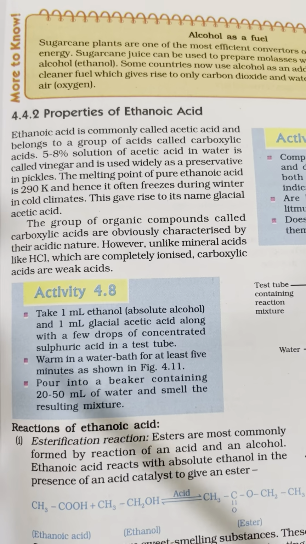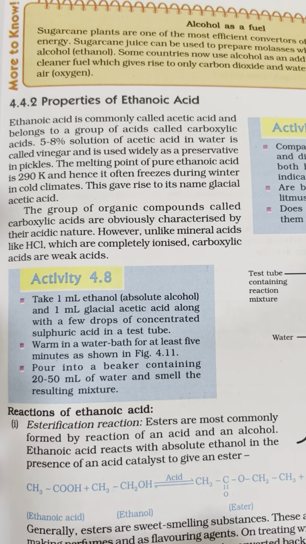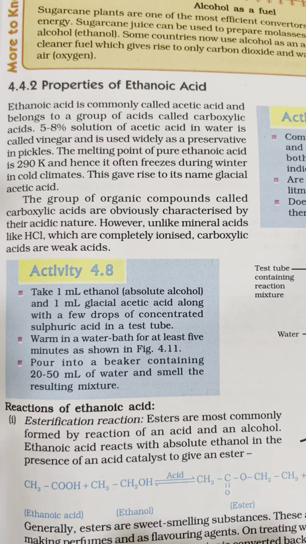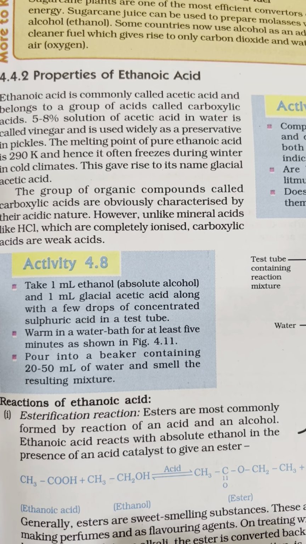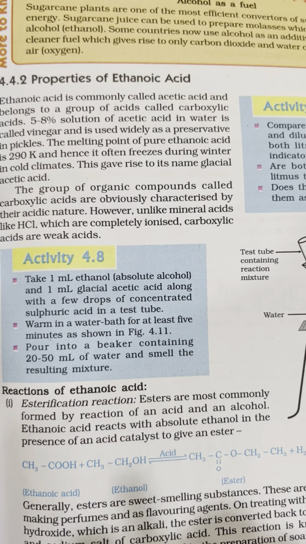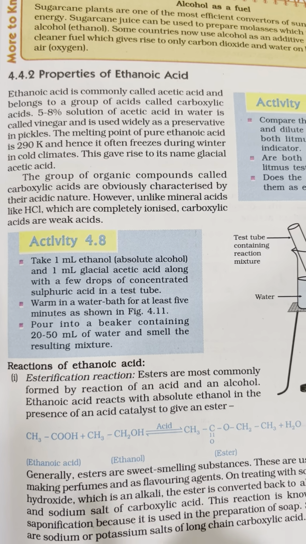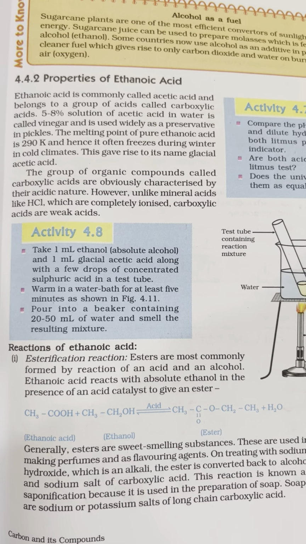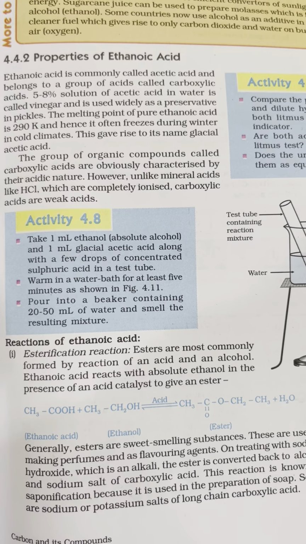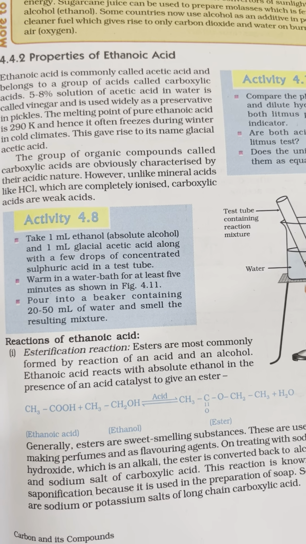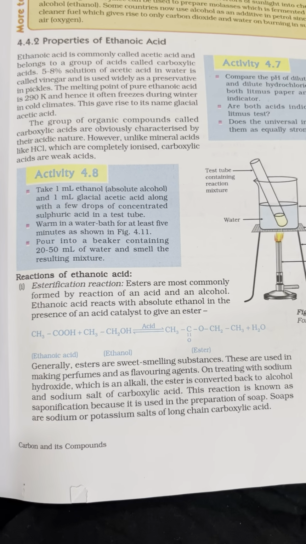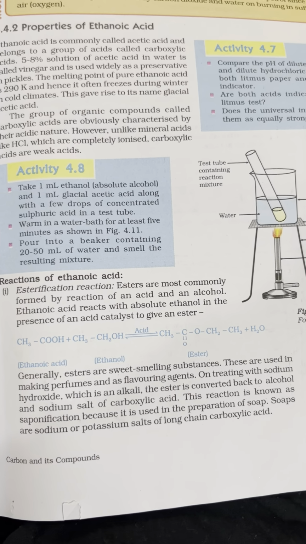Properties of ethanoic acid. Ethanoic acid is commonly called acetic acid, CH3COOH, and belongs to a group of acids called carboxylic acids. A 5 to 8% solution of acetic acid in water is called vinegar and is used widely as a preservative in pickles. The melting point of pure ethanoic acid is 290 K and hence it often freezes during winter in cold climates. This gives rise to its name glacial acetic acid. Now we go to the reactions of ethanoic acid.